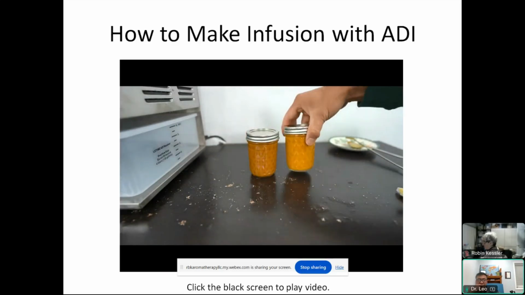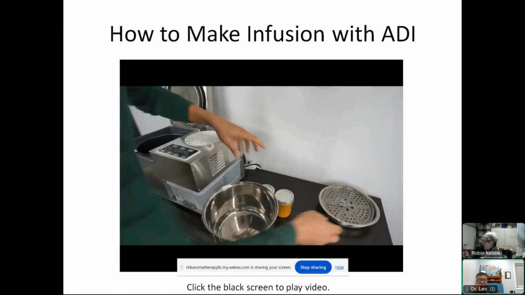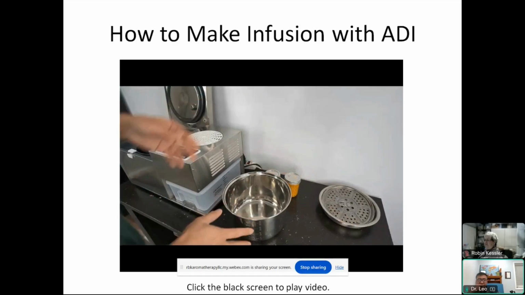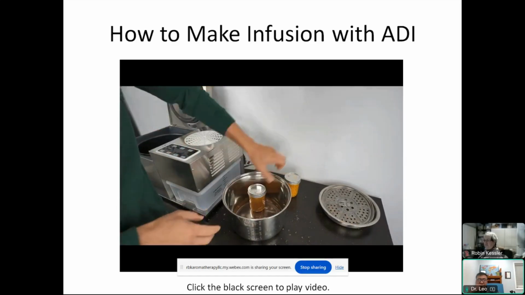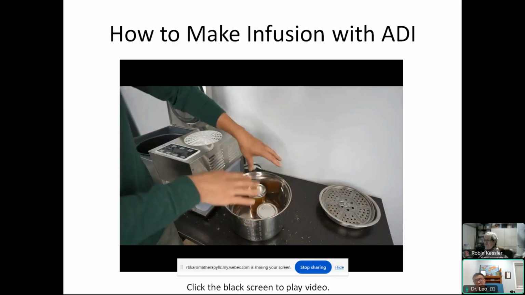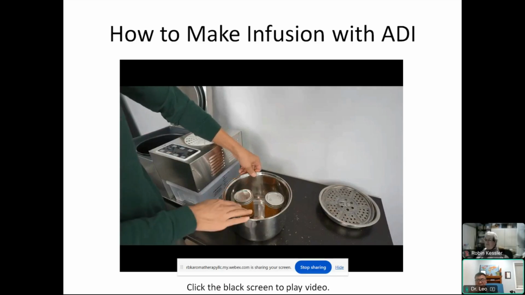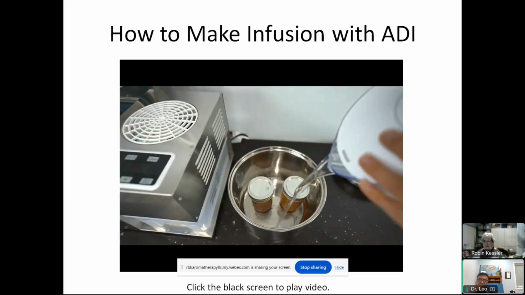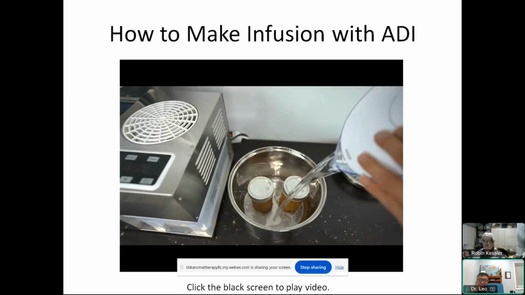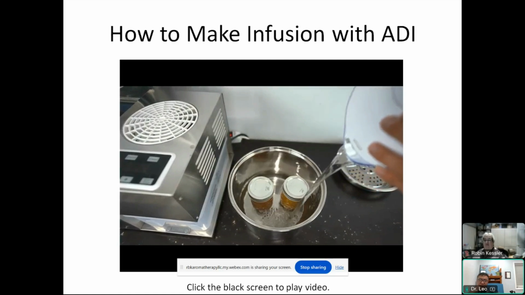Now the 2 bottles are ready for the infusion with ADI. There are 2 methods. The one I'm going to show you today is the water bath method. The benefit of this one is that I'm making 2 different infusions in one run. Just put the bottle in, add water and soak to half of the bottle, minimum, so that the water can help warm up and accelerate the infusion.